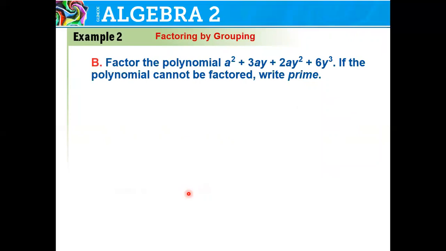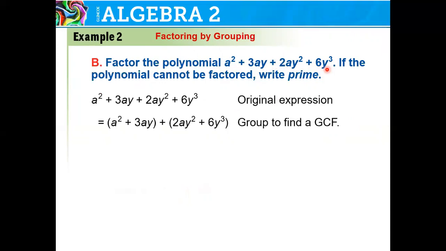Let's take another example. Take a look at a squared plus 3ay plus 2ay squared plus 6y cubed. If the polynomial cannot be factored, then write prime. Okay, so let's take a squared plus 3ay together, 2ay squared plus 6y cubed. That's my original expression. Put the brackets. Now I don't have a problem to directly put the brackets as there's a plus at the third term, so I'm not scared to add the brackets directly.